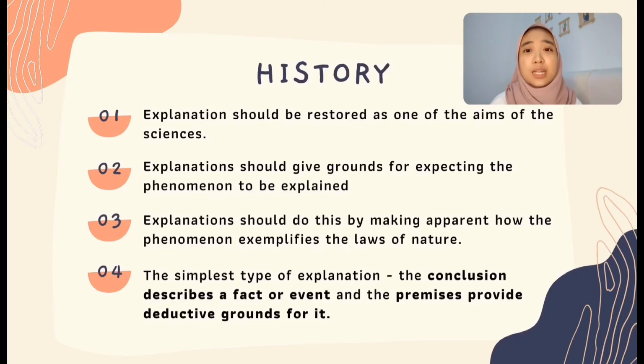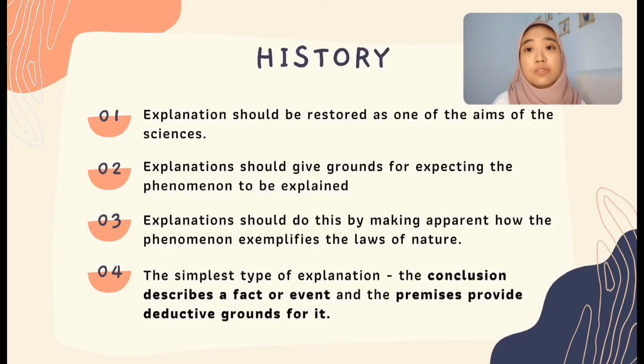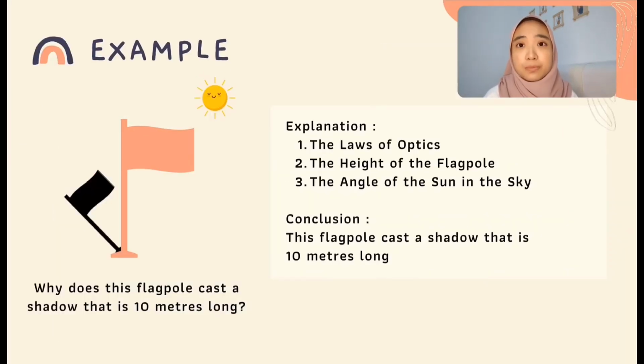The simplest type of explanation is that in which the conclusion describes a fact or event and the premises provide deductive grounds for it. The example: if one asks why a flagpole casts a shadow that is 10 meters long, the explanation should cite the law of optics, the height of the flagpole, and the angle of the sun in the sky. The premises constitute an explanation because the conclusion follows from them deductively. So the flagpole casting a shadow that is 10 meters long is the conclusion from those premises.